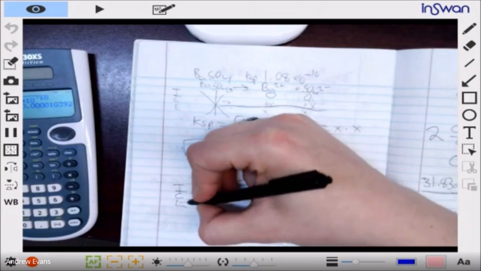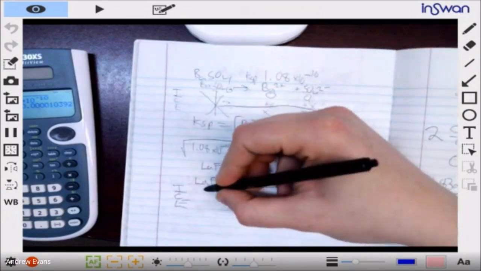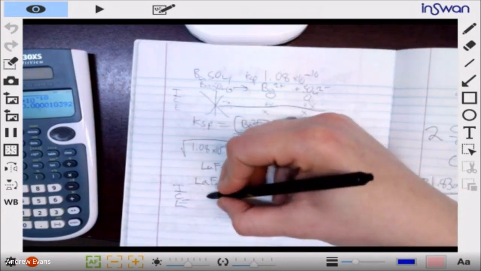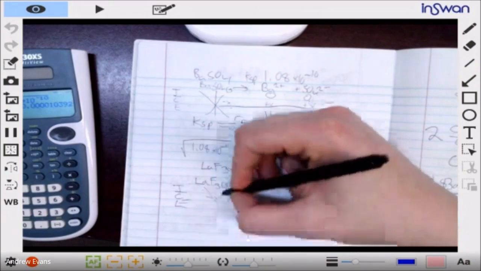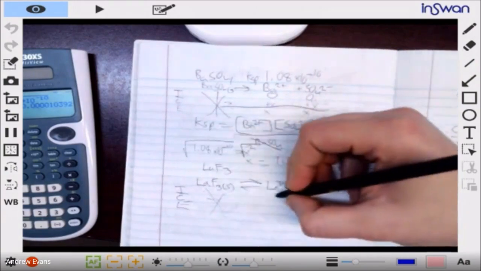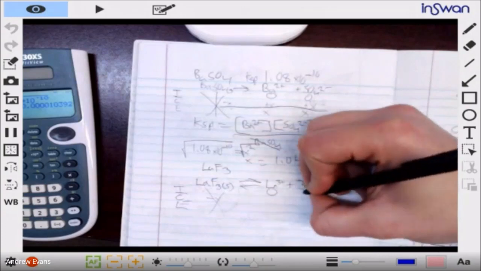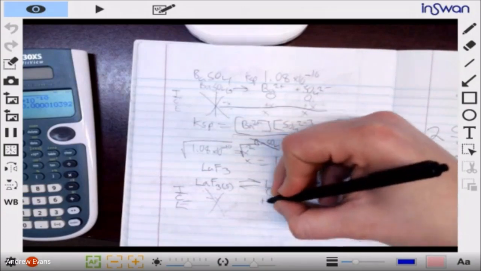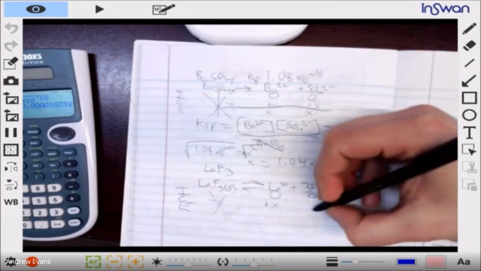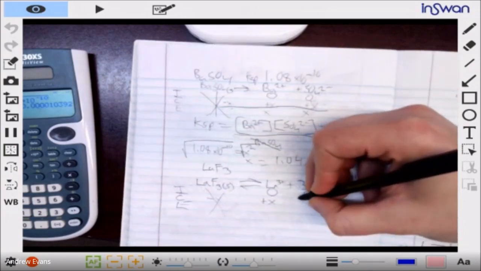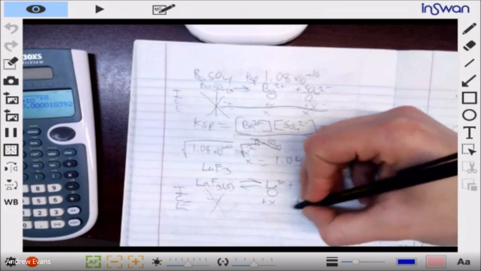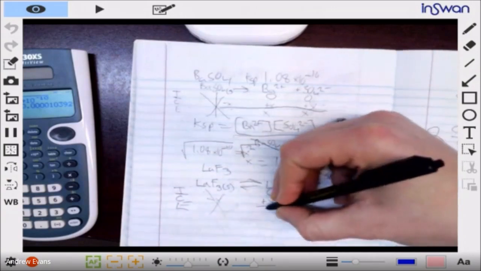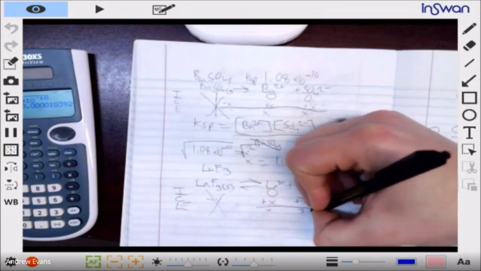ICE. Remember, technically this is X, but we're going to completely ignore that because it's a solid. This starts 0 and 0. Now, there's 1 lanthanum, so it's plus X. There's 3 fluorides, so we're going to have plus 3X. We have X and 3X.